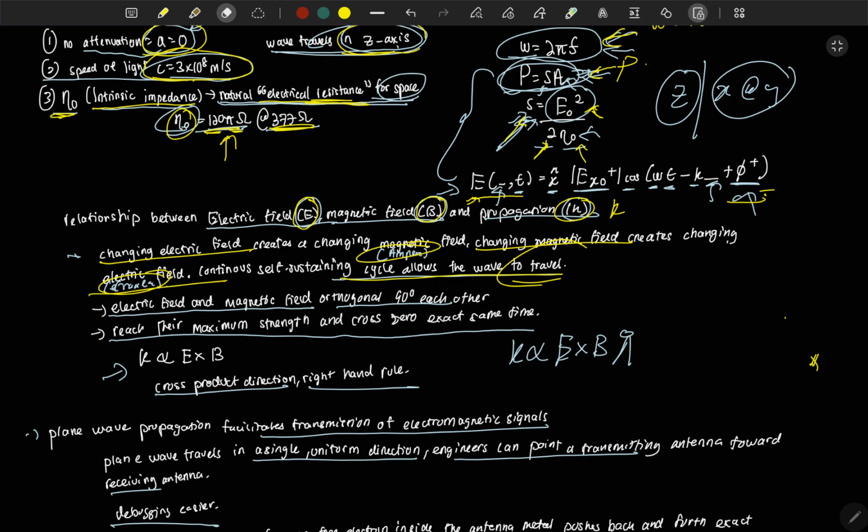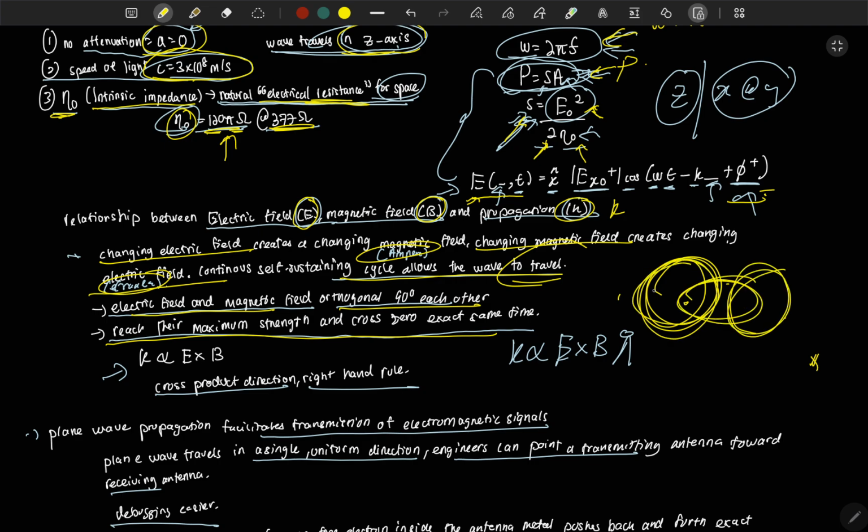Now the second thing is that the electric field and magnetic field are orthogonal. Electric field is as such, magnetic field is as such, so they are 90 degrees apart from each other. If one is in x, one in y, it means it's 90 degrees. The next is that they reach their maximum strength and cross zero at the exact same time. This goes as this, and this goes as this, so the zero and the peak are at the same time.